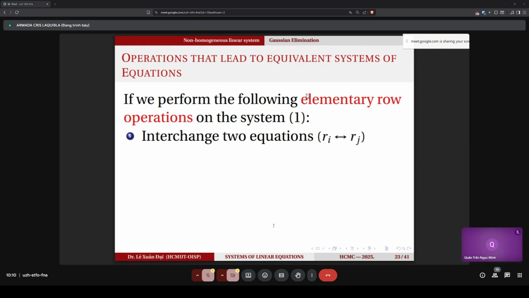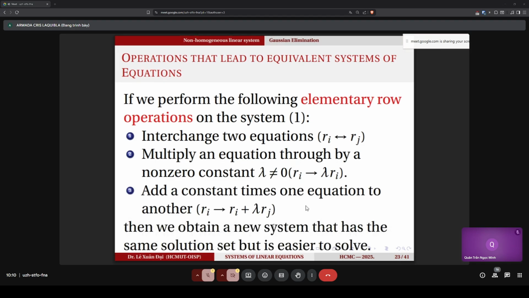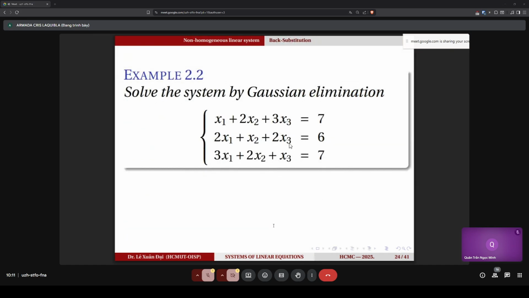So, operations that lead to equivalent systems of linear equations, we are done with this already, right? Interchanging two equations, and this one, multiplying by lambda, and then this one. So we obtain a new system that has the same solution set but is easier to solve. So for example, this one.